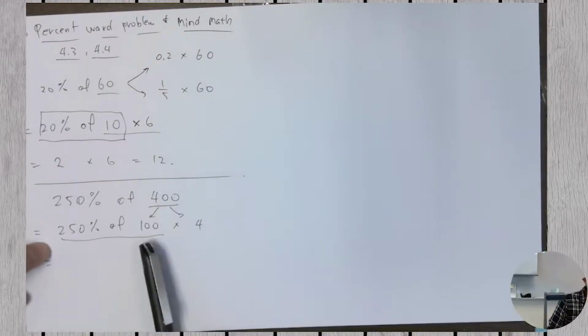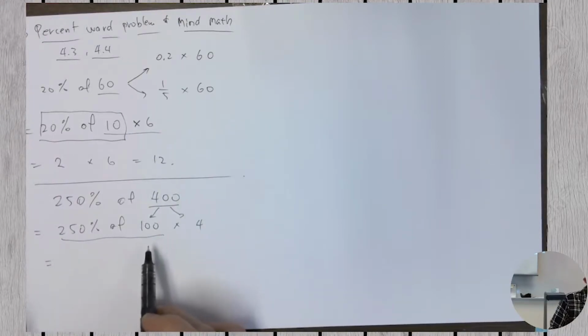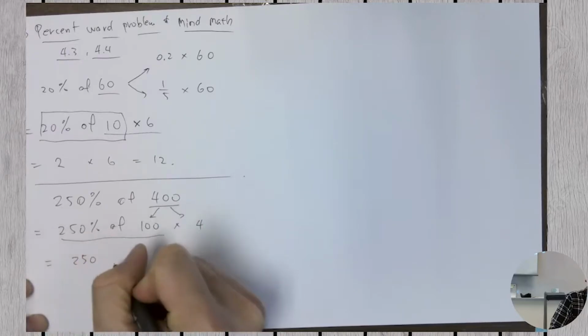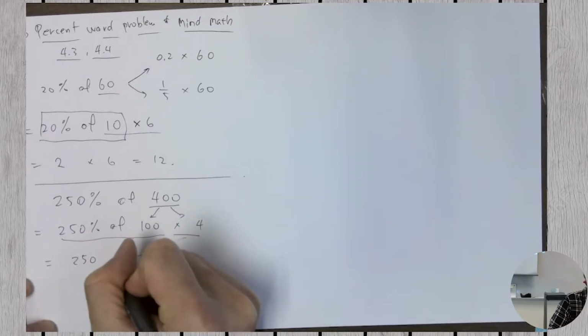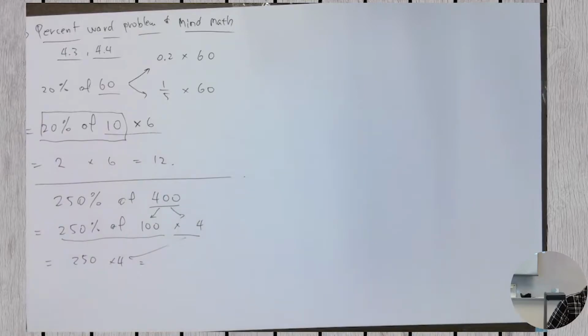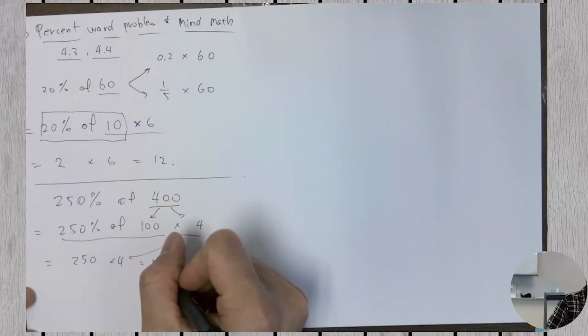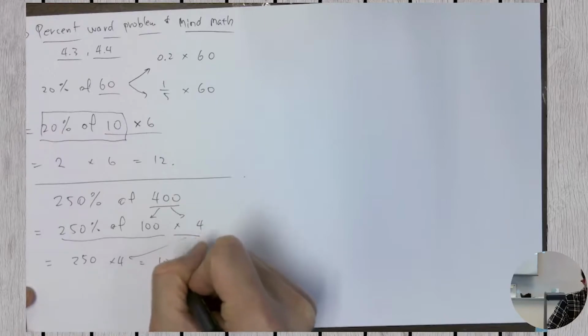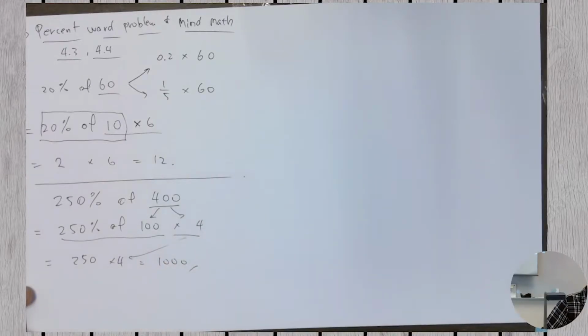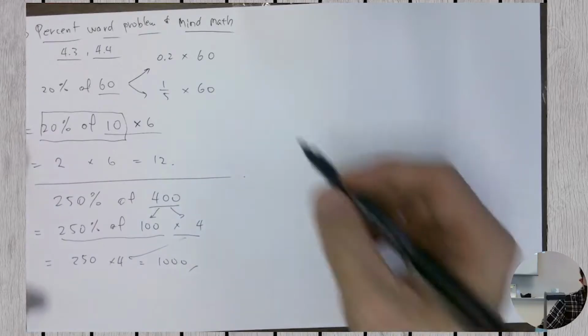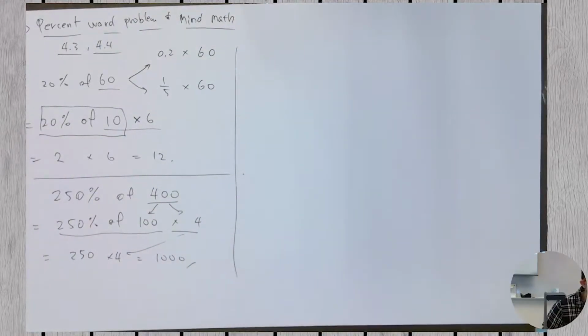Okay, so this should be 2.5 times, because 100% is 1 time, 200% is 2 times, 250% is 2.5 times. 2.5 times 100 will be 250, and then we'll put the times 4 in. Would be what? Again, we should be able to do this in our head. Yes? It would be 250 times 4, which is 1,000. Okay, so try to break the number down into workable pieces.